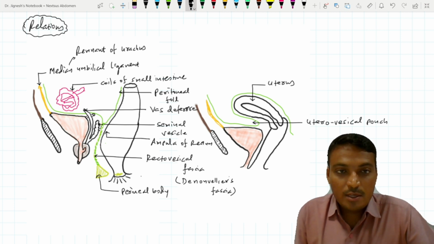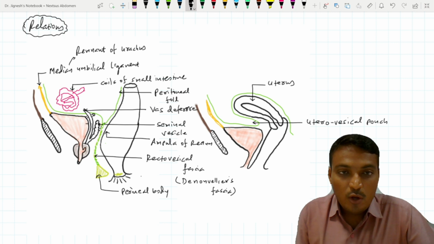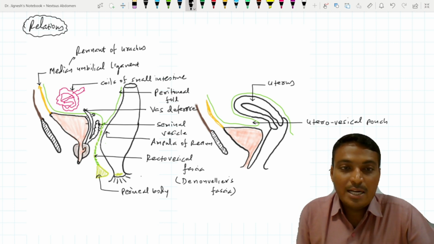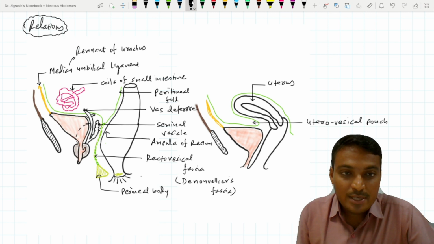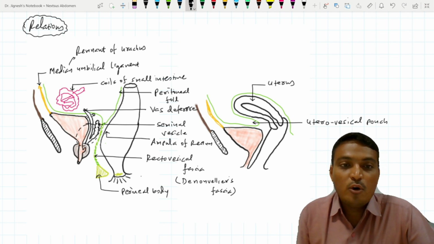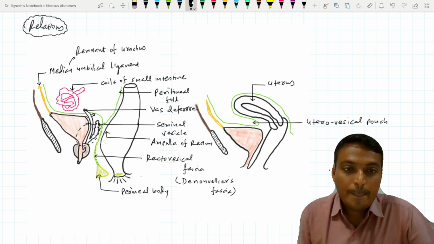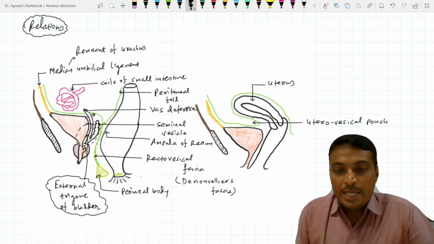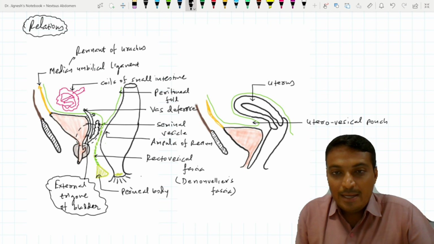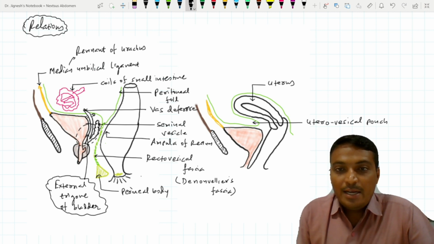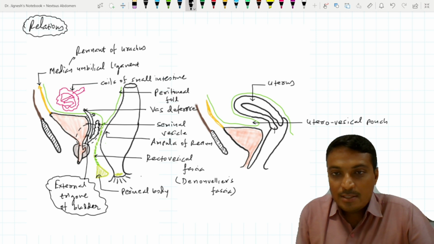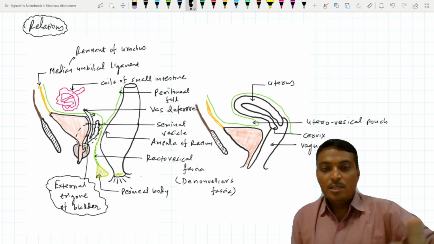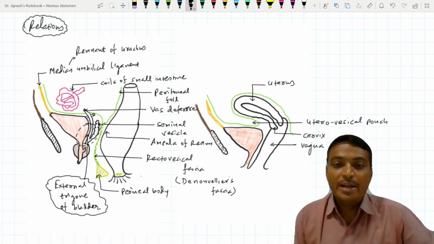Here we can see the posterior surface of the urinary bladder in case of the male. It is covered by the peritoneal fold in the upper part only, and just below it, it is non-peritoneal in nature. That non-peritoneal portion is called the external trigone of the urinary bladder. In case of the female, the posterior surface is completely non-peritoneal in nature, and it is related with the cervix and the upper part of the vagina. So these are the relations of the posterior surface of the urinary bladder.